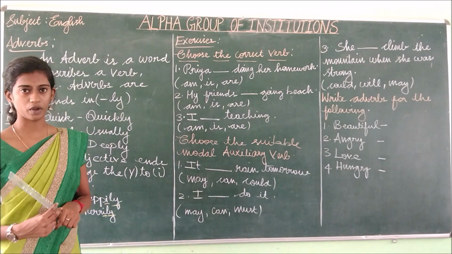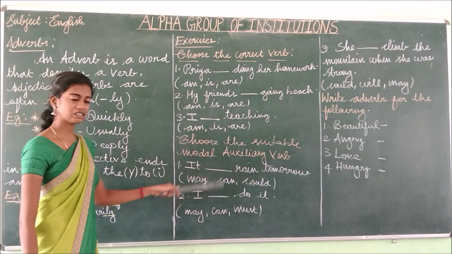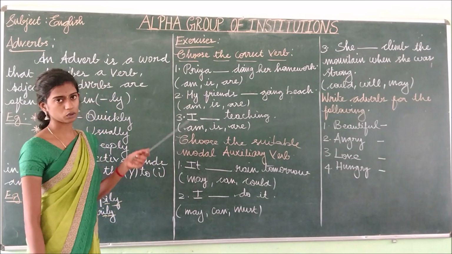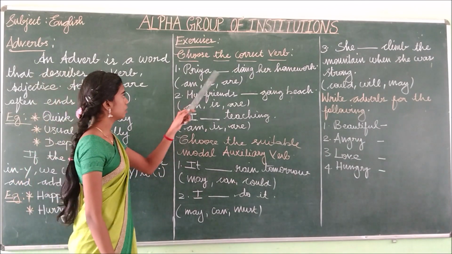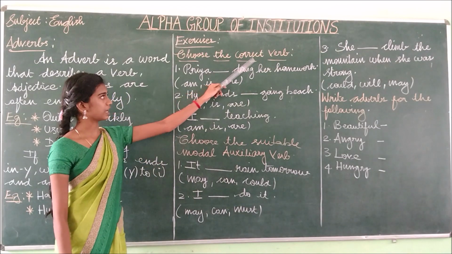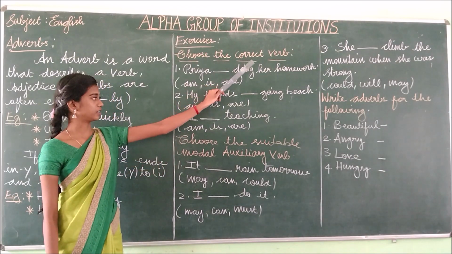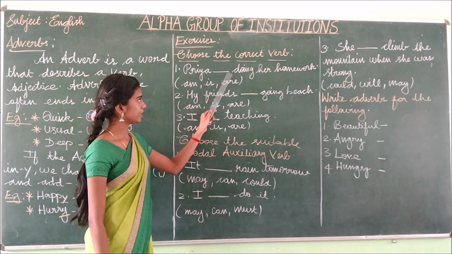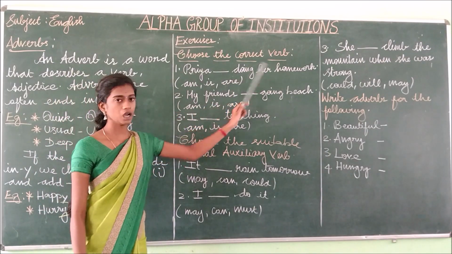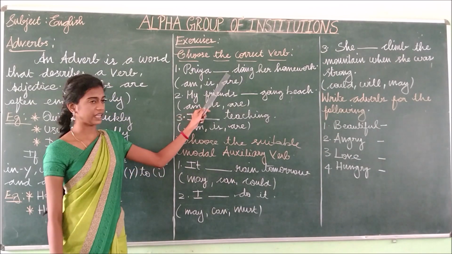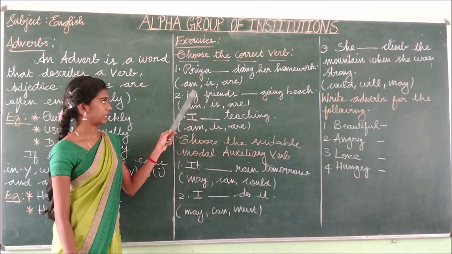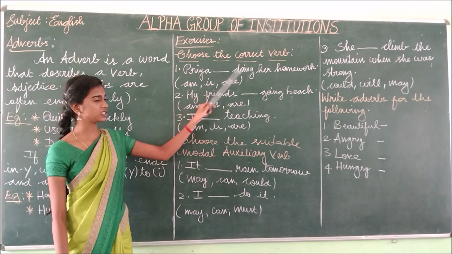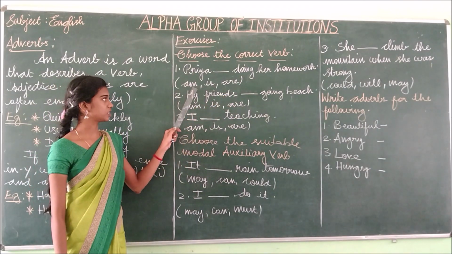Okay students, next we are going to do the exercise. I have written some examples. So now let us do those exercises. The first one is choose the correct verb. I have written 3 sentences for you. The first one: Priya dash doing her homework. The options are am, is, are.